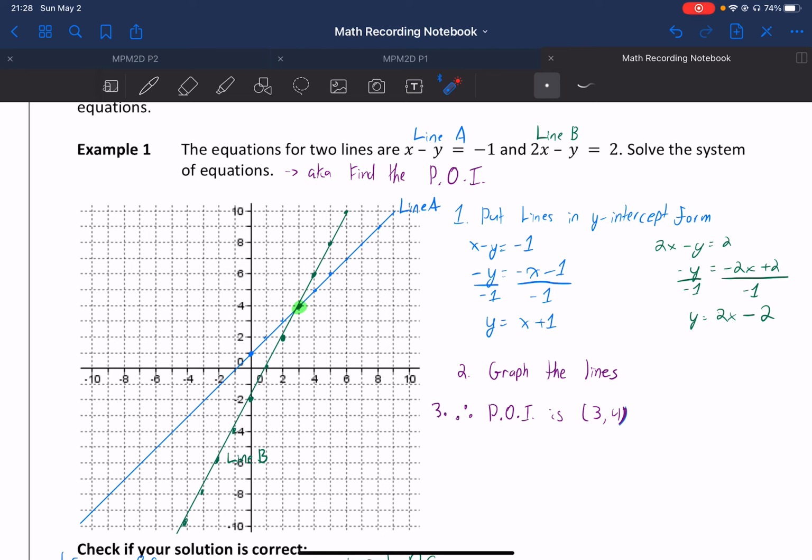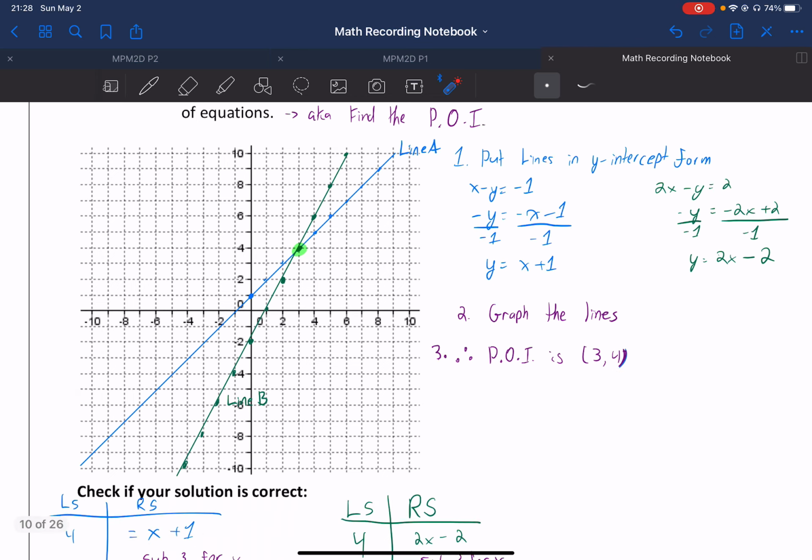Now, sometimes you're going to have a huge graph you would have to fill in order to be able to find it. But in this case, it's nice and easy, nice and obvious. Our point of intersection is (3, 4).